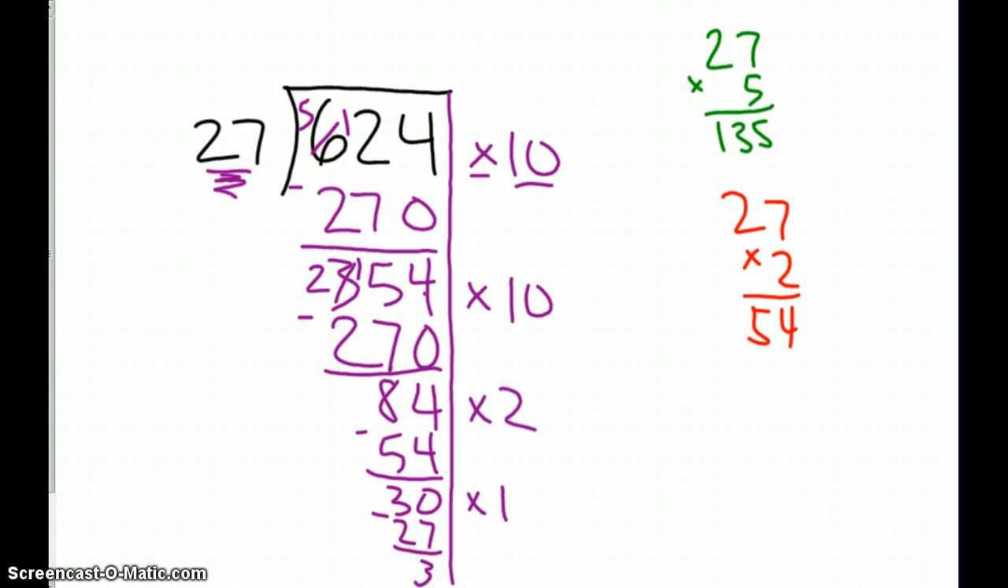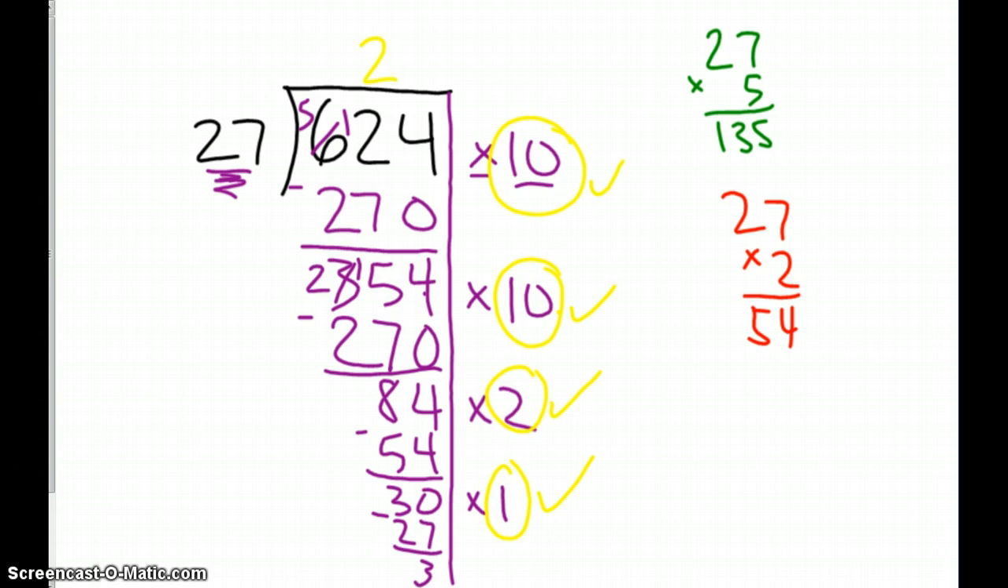So now all the hard work is done, and this is really the easy part. So I go down the side of all the partial quotients I used, and I circle them. Times 10, times 10, times 2, times 1. Okay, and so my next step is to add together all those partial quotients. So 10 plus 10 is 20, plus 2 is 22, plus 1 is 23.